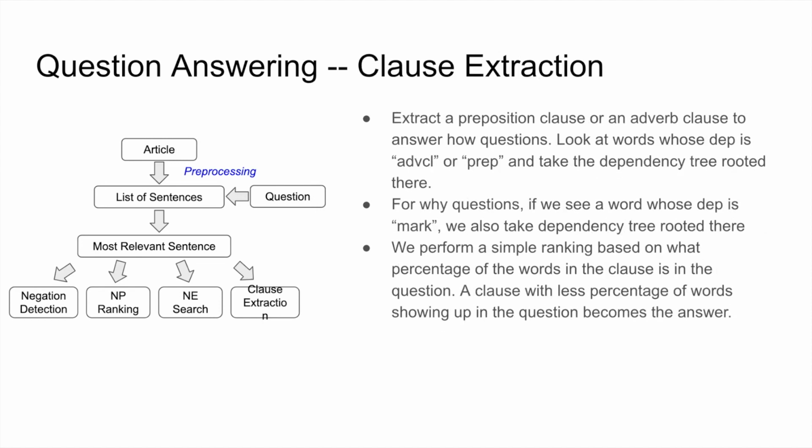Finally, we use clause extraction to answer how and why questions. We look at words with certain dependency tags and take all the words under its dependency tree as the clause. We simply rank the clauses by looking at the percentage of the words that also appear in the question. The clause with the lowest such percentage is the final answer.